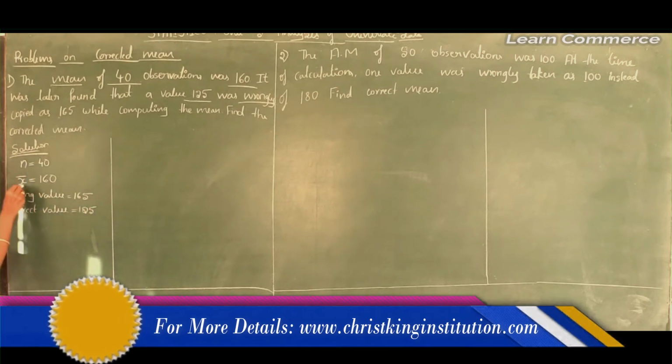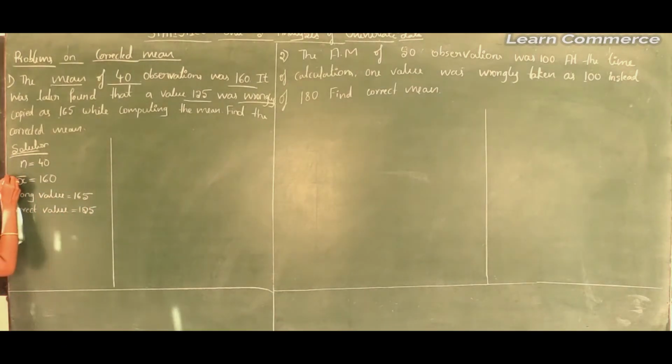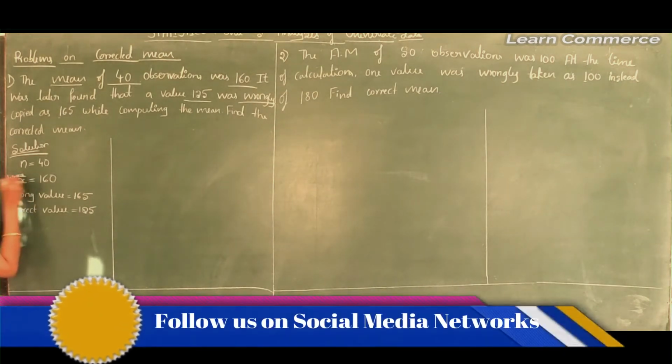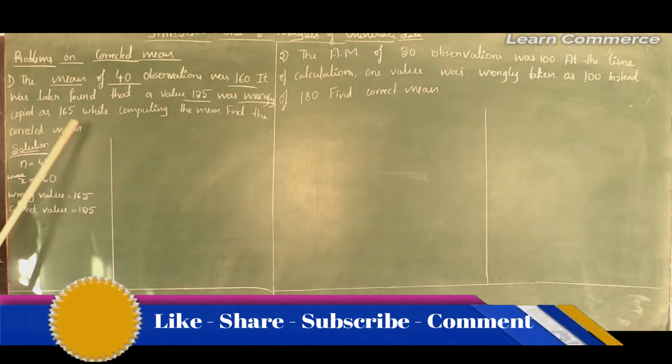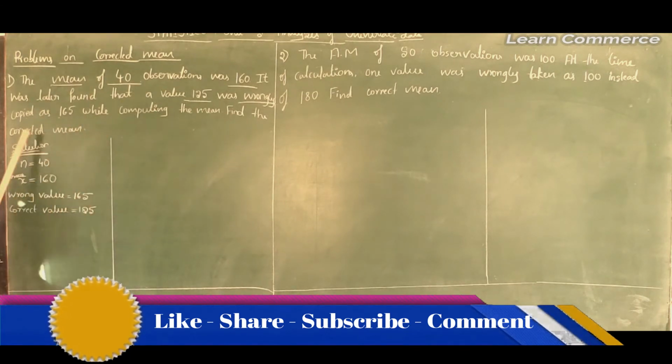Here the x bar is also a wrong value, so the mean is also wrong. These are the given information in the question. Here n is 40, wrong x bar is 160, wrong value is 165 and correct value is 125. Next we need to find the corrected mean.